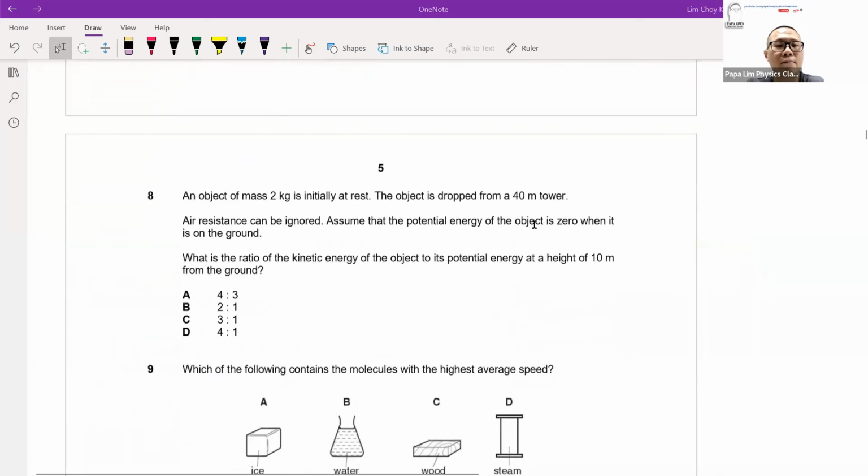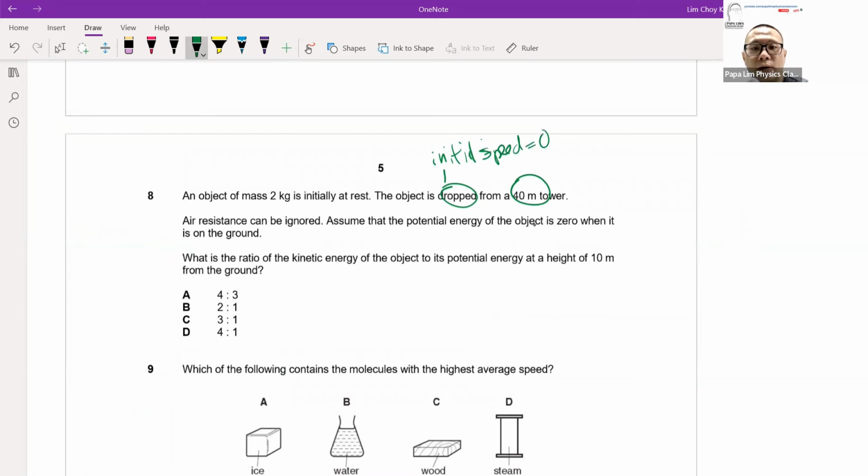Now, question 8. The object is dropped from a 40 meter tower. Drop means the object's initial speed is 0.